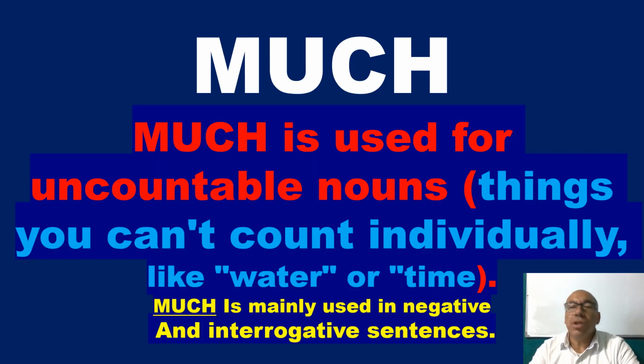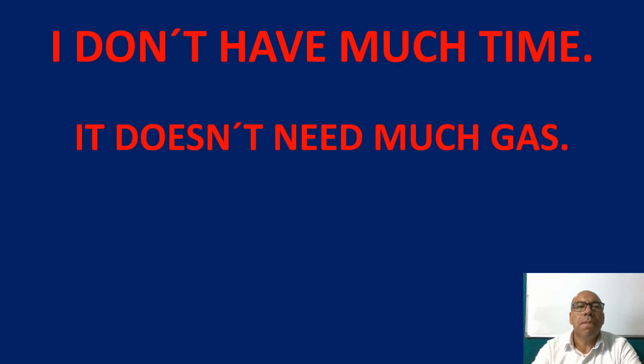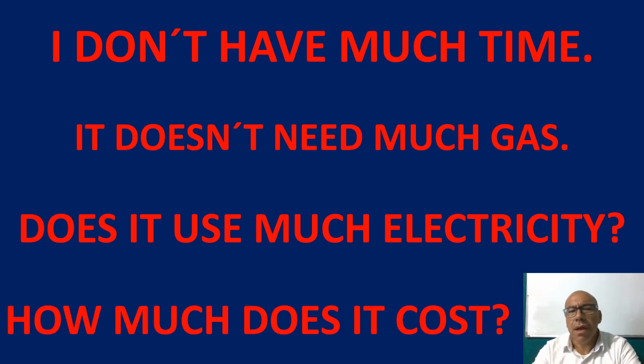Much. Much is used for uncountable nouns, things you can't count individually, like water or time. Much is mainly used in negative and interrogative sentences. For example, I don't have much time. It doesn't need much gas. Does it use much electricity? How much does it cost?